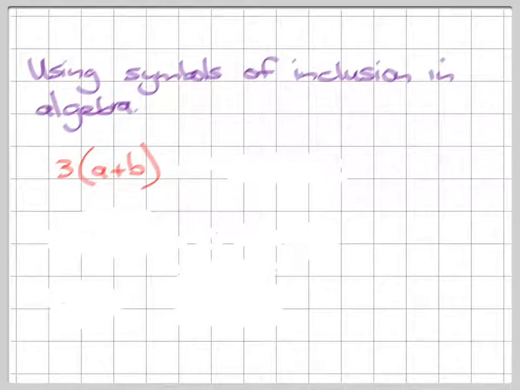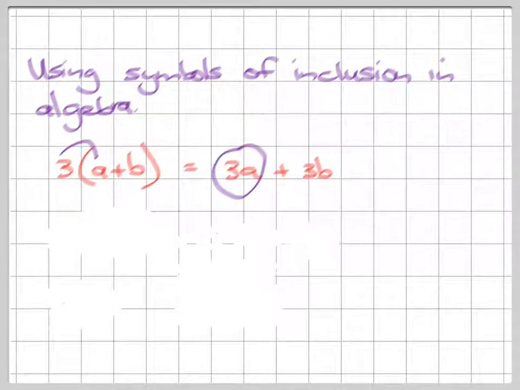Okay, so using symbols of inclusion in algebra. Here you can see we have 3, and in the brackets we have a plus b. Now we've already learned that those parentheses are called symbols of inclusion. And if we were to simplify that, we would get 3a plus 3b. Why did we get that? Because we multiplied plus 3 by plus a, and we got that. And then we multiplied plus 3 by plus b, and we got that.